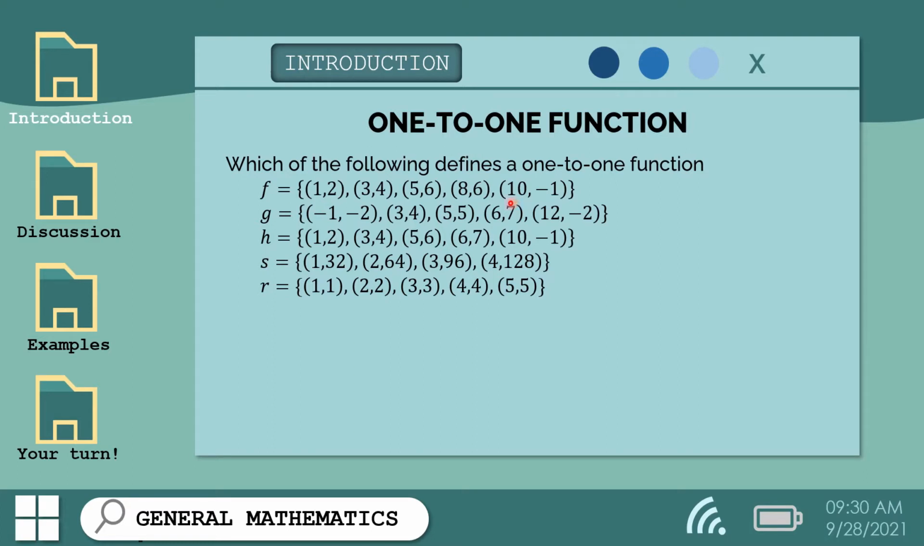But let's check if it is a one-to-one function. The 2 is paired with 1, nothing else. The 4 is paired with 3, nothing else. The 6 is paired with 5 and 8, so two are paired with it. This means our F is not a one-to-one function. Not one-to-one.